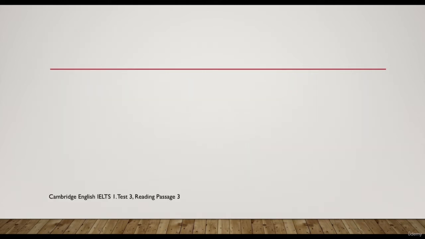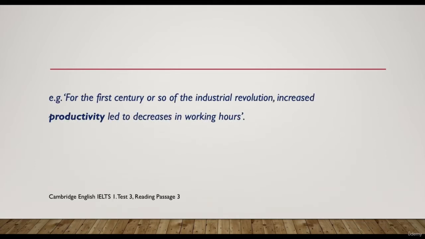Let's look at an example that comes from Cambridge IELTS Test 3. For the first century or so of the Industrial Revolution, increased productivity led to decreases in working hours. This means that in the first 100 years or so of the Industrial Revolution, productivity went up. That means more services and more goods were produced, and that caused the decrease in working hours. So people didn't have to work as many hours as they did before.